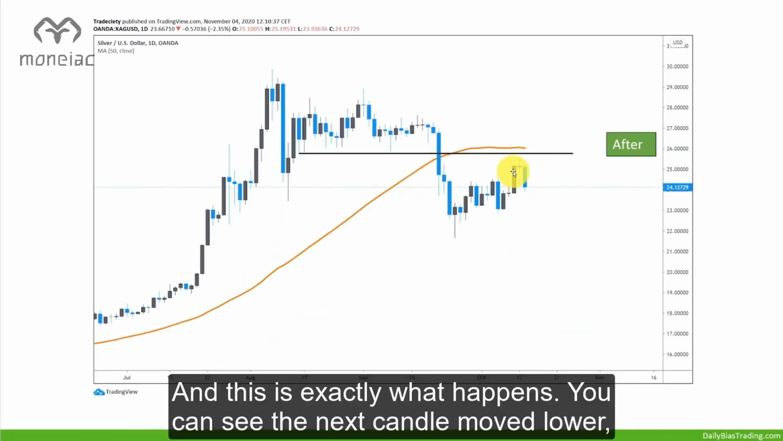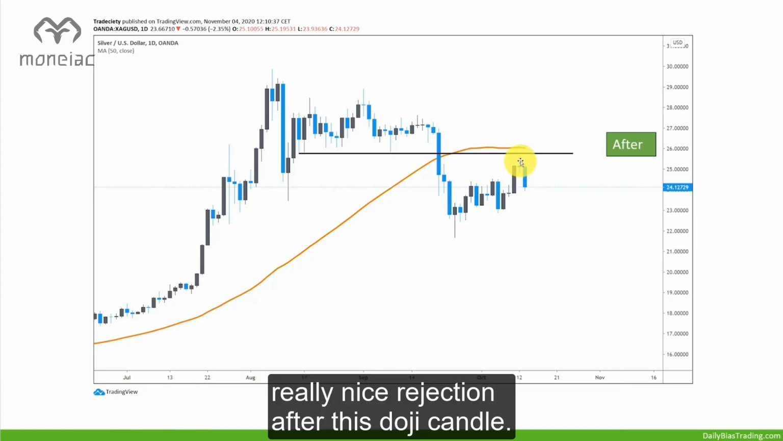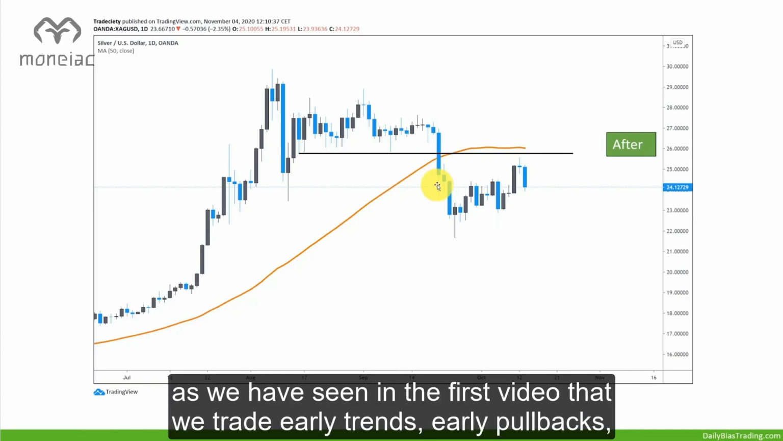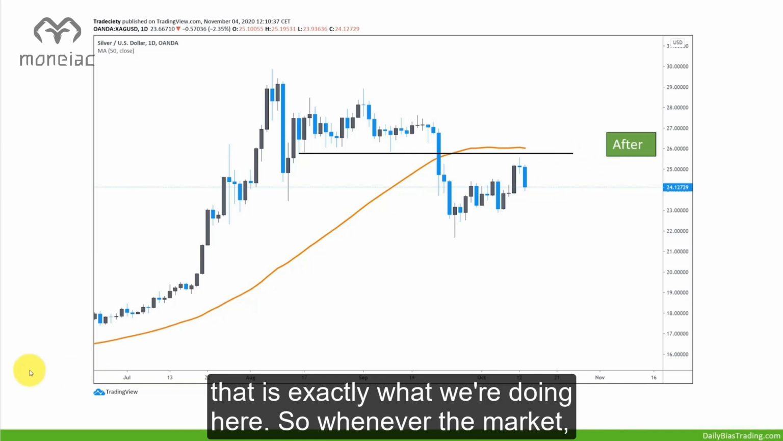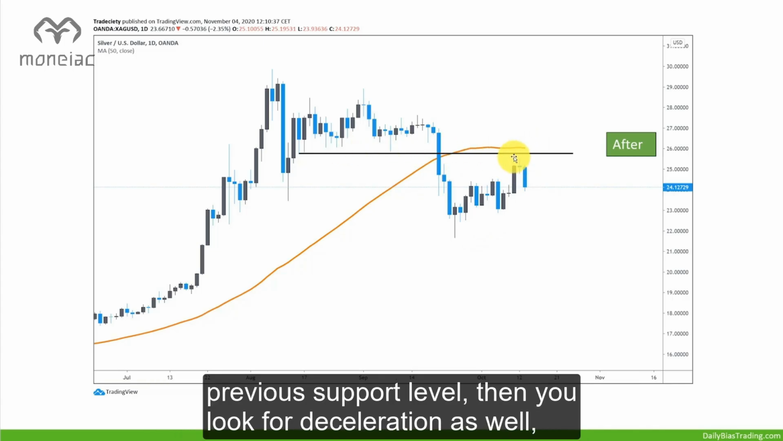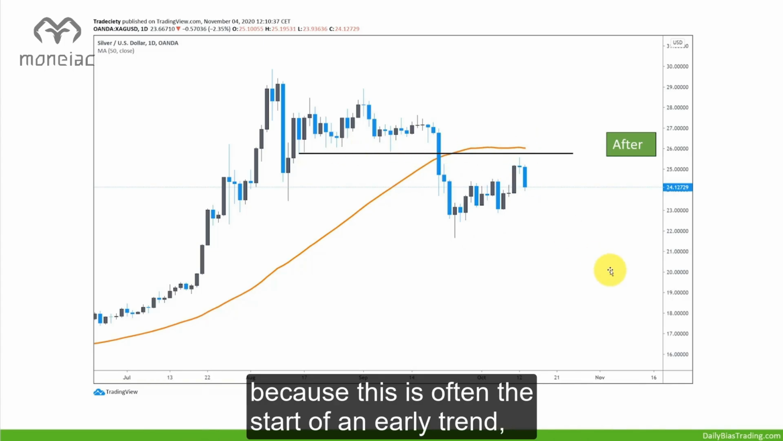You can see the next candle moved lower, really nice rejection after this doji candle. And this is something that we will see later as well. Those retests early on, as we have seen in the first video, that we trade early trends, early pullbacks. That is exactly what we're doing here. So whenever the market after an initial breakout is coming back to the daily moving average and the previous support level, then you look for deceleration as well, because this is often the start of an early trend.